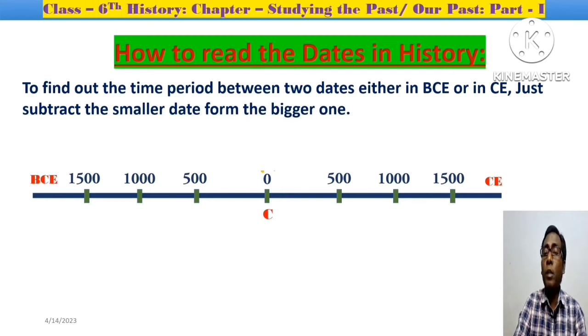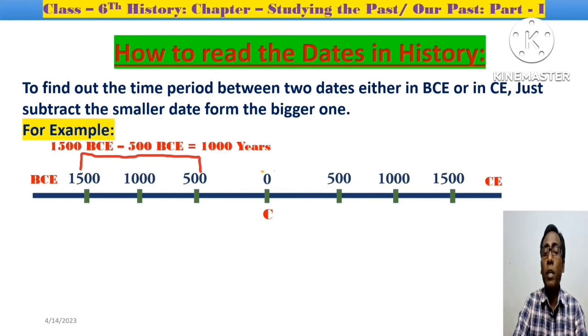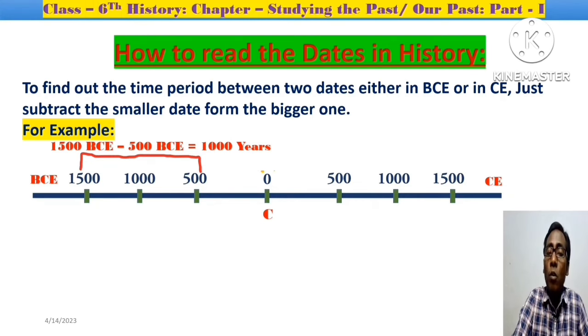To find out the time period between two dates, either in BCE or in CE, just subtract the smaller date from the bigger one. For example, let's suppose you have started a factory in the year 1500 BCE and ran the factory till 500 BCE. Here you can see both the dates are in BCE. So to find out the total years of functioning of this factory, you need to just subtract the smaller date from the greater one. So the total comes to 1000 years. So the factory runs for 1000 years.